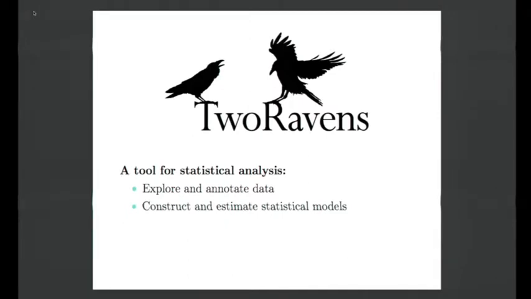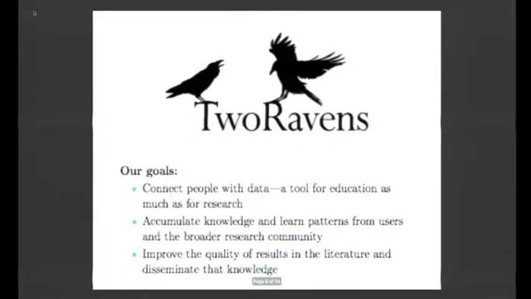Using Two Ravens, you can construct and estimate statistical models, and not just using Zelig, but other R libraries, and now with D3M, various other problem-solving systems. And you can compare and curate empirical results. So you could build up certain models that are estimated on a particular data set over time and compare them to one another. So that's sort of the tool, but that's not really necessarily what the project of Two Ravens is about.